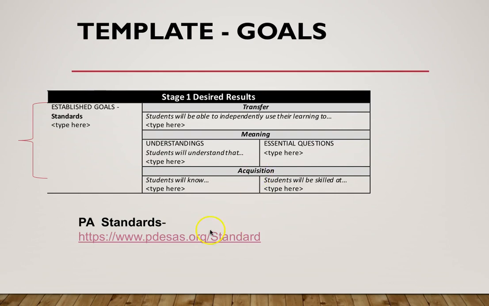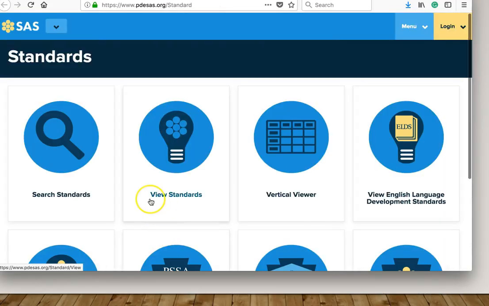Establish goals. The first thing, some would say, that you should look at is the standards. Again, I personally would look at the second thing. I would look at the first thing as transfer. So to look at the standards, you can go over to the standards viewing.